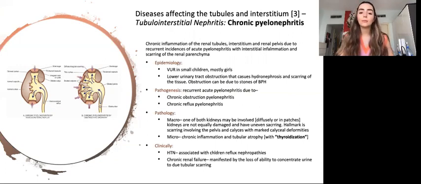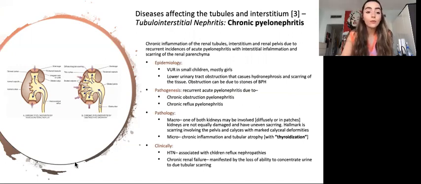And then clinically, it presents with hypertension. So if a child has hypertension, you should be very concerned about this. And it can lead to chronic renal failure manifested by the loss of ability to concentrate urine due to the loss of the tubular functions.